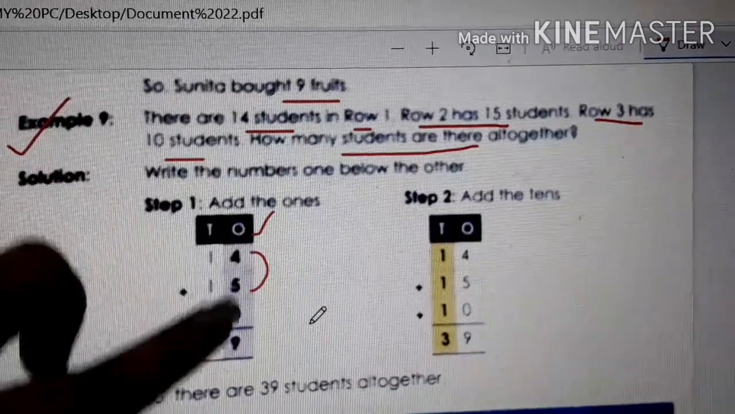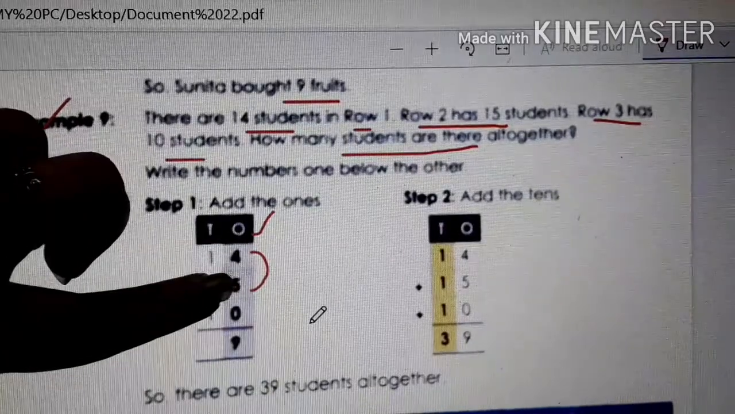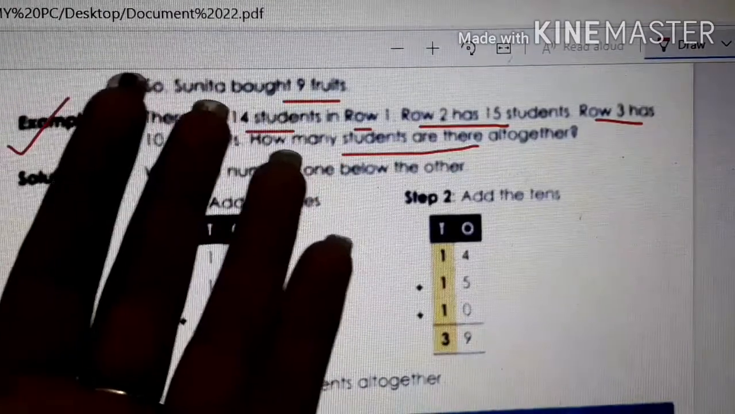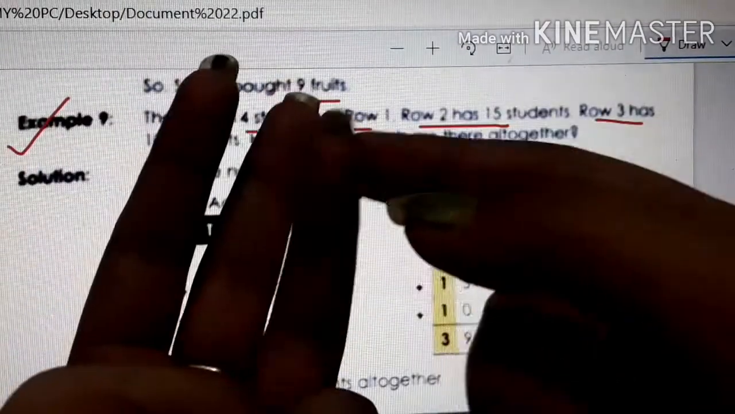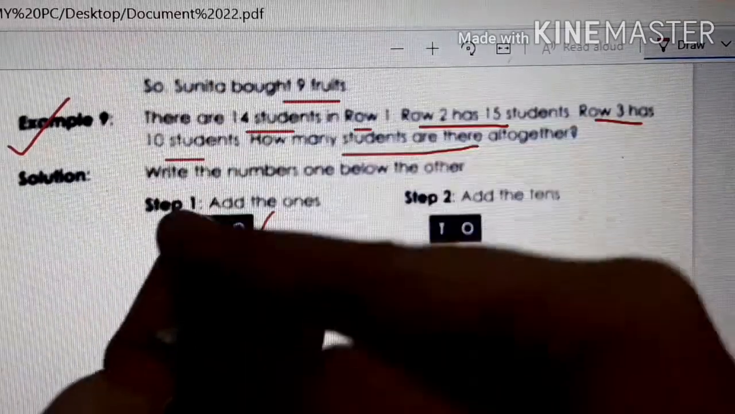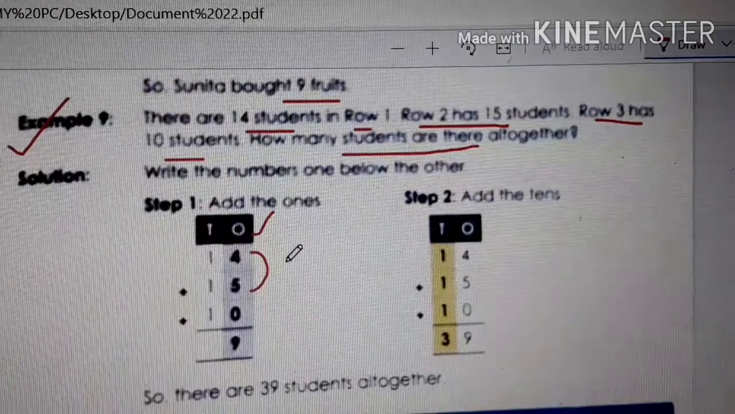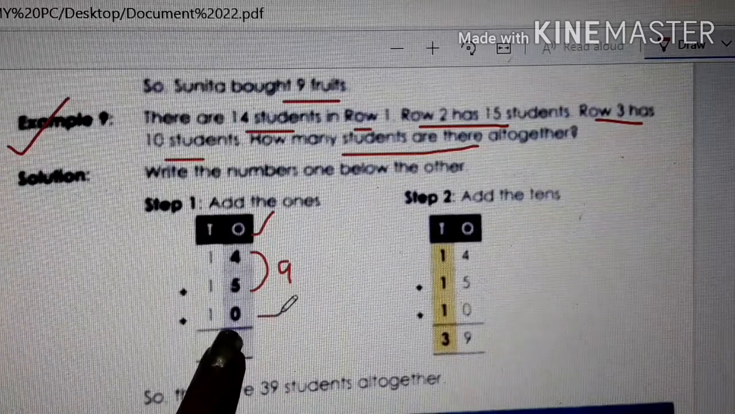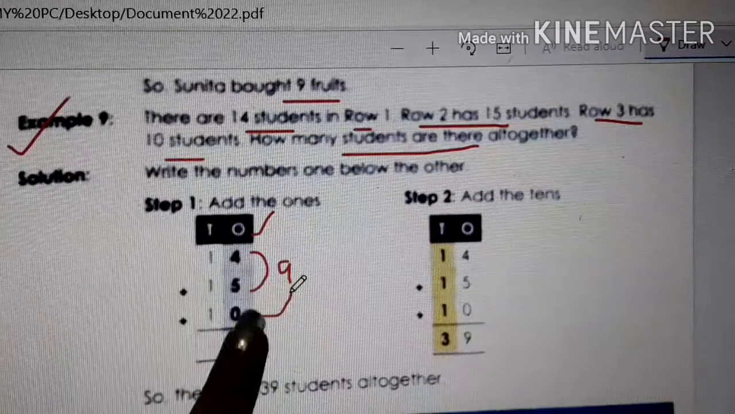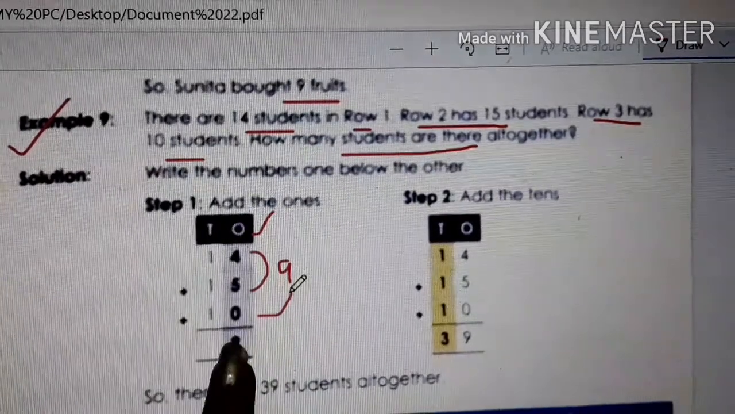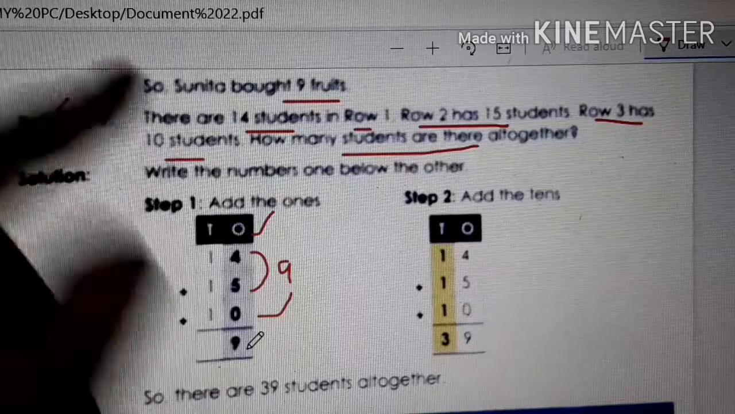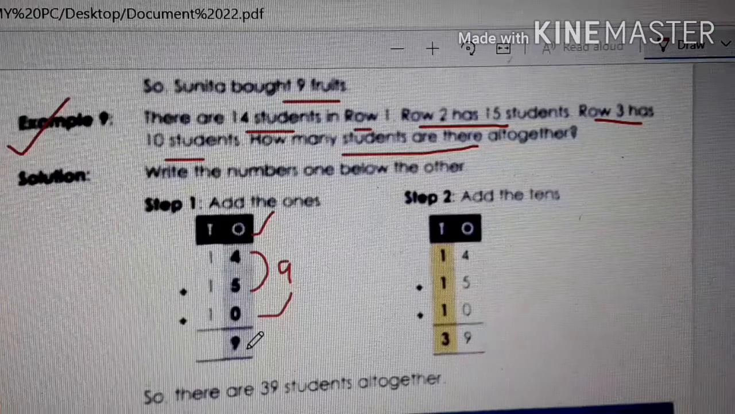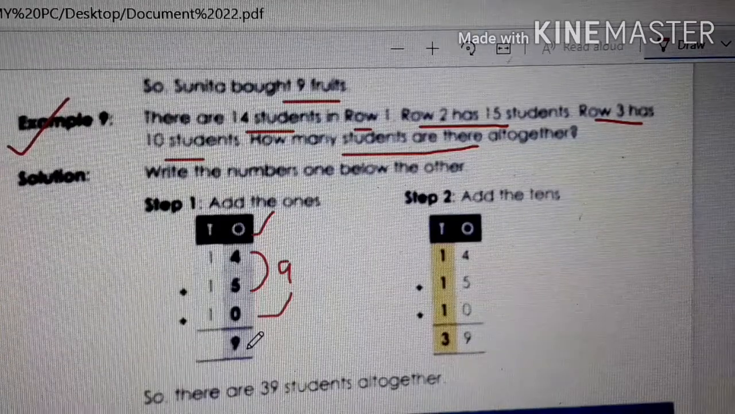Now children, 4 plus 5. Keep 5 in your mind. Open 4 fingers. After 5 you start counting: 6, 7, 8, 9. So what do you get, 4 plus 5? 9. Now you are going to add the third number, that is 9 plus 0. 9 plus 0 is what? 9. Any number with 0 added, the sum is the number itself.